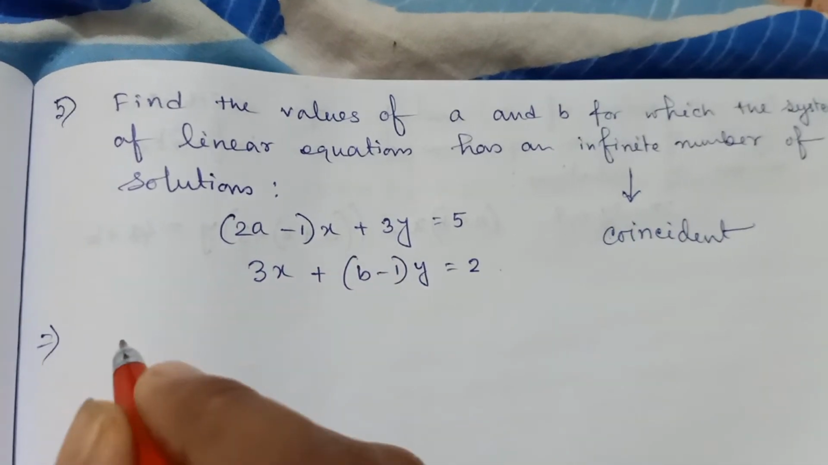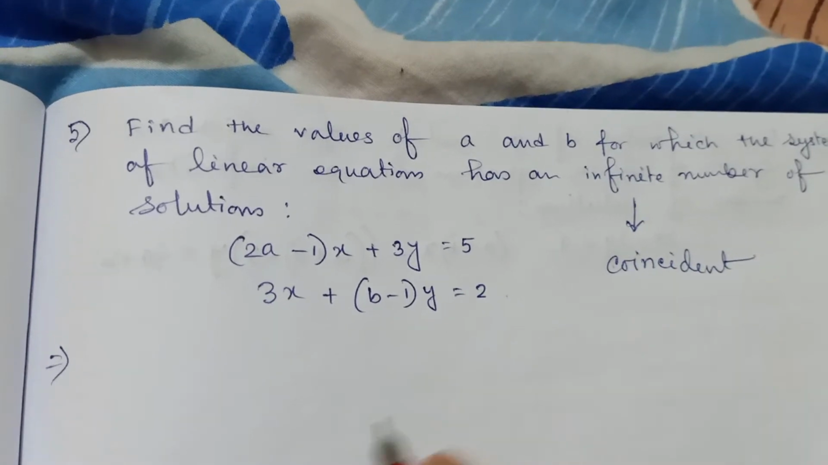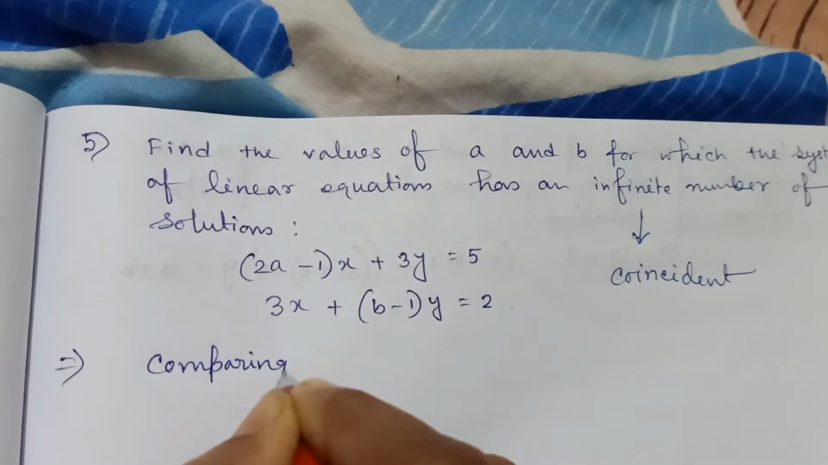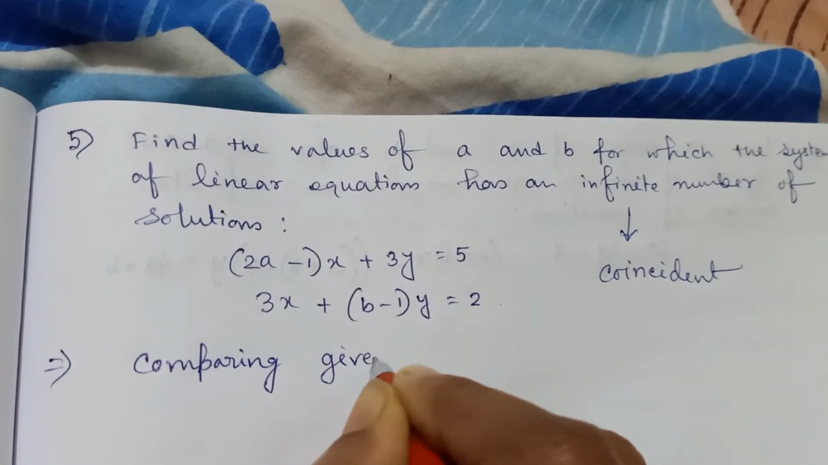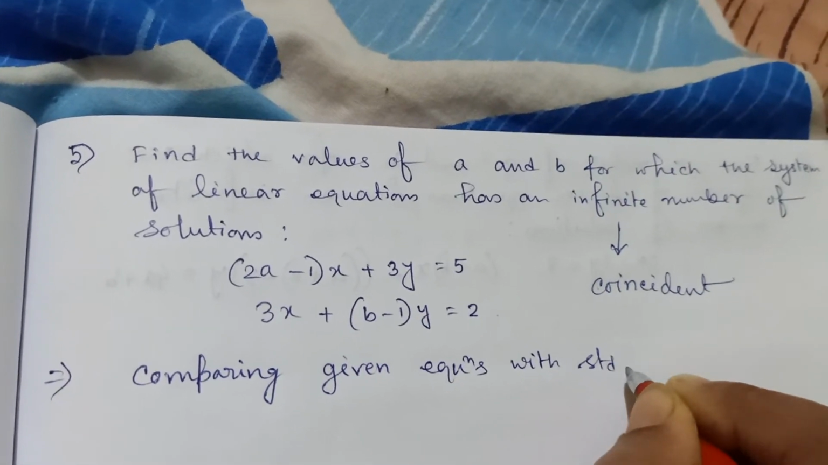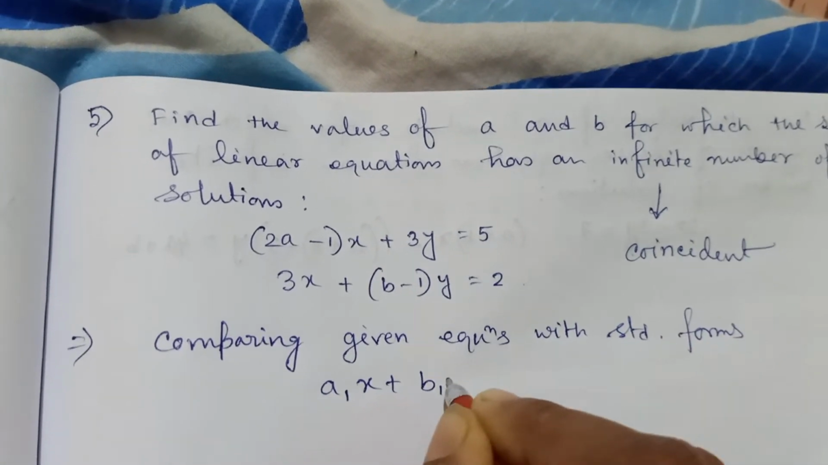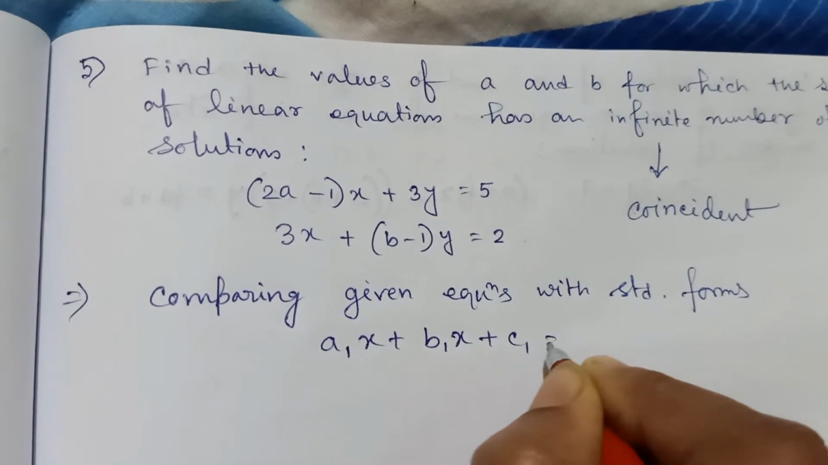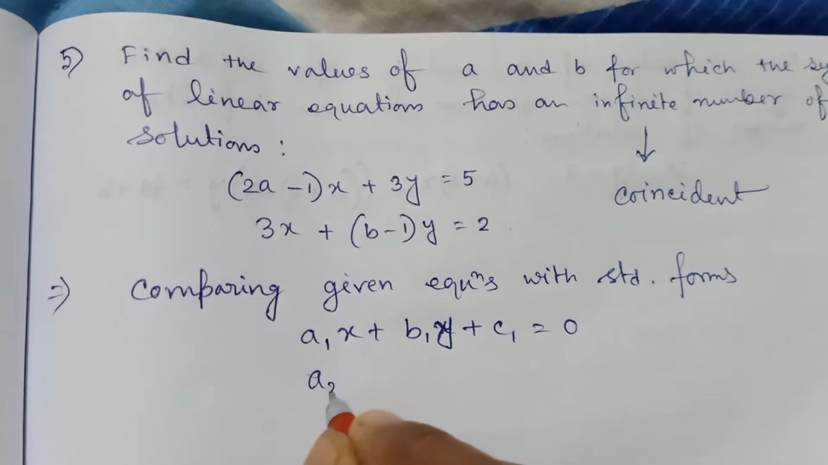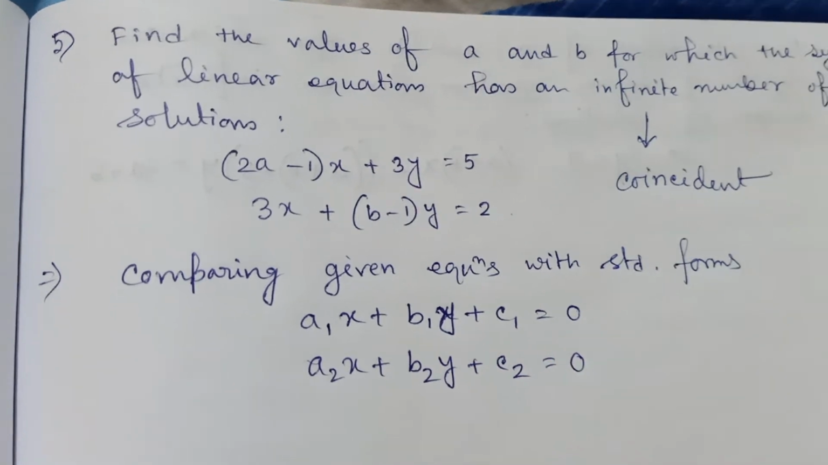These are the given equations. So we will be comparing these two given equations with the standard forms. Okay, so I'm writing everything here. Comparing given equations with standard forms. Which standard forms am I writing over here? So please have a look. a1x plus b1y plus c1 equals 0, and a2x plus b2y plus c2 equals 0.